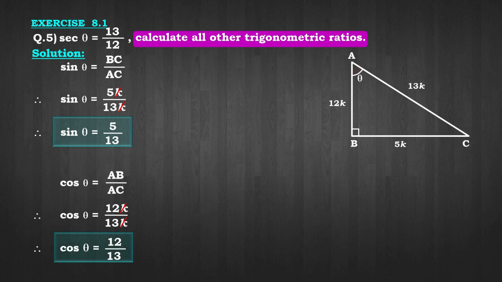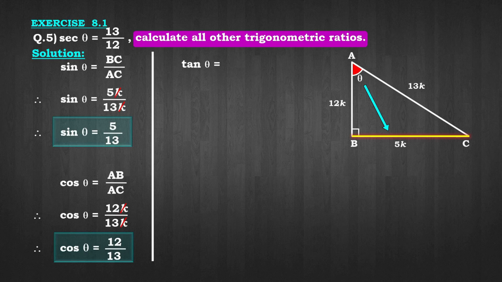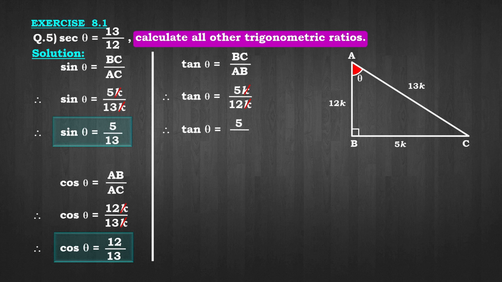Now, let us find tangent theta. Tangent theta is defined as the ratio of the opposite side to the adjacent side. So, tangent theta is equal to the length of side BC divided by the length of side AB. Substituting the values, tangent theta becomes 5K divided by 12K. After cancelling K, we get tangent theta equal to 5 by 12.